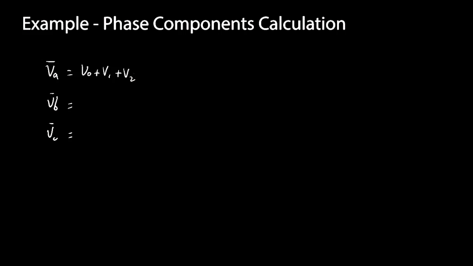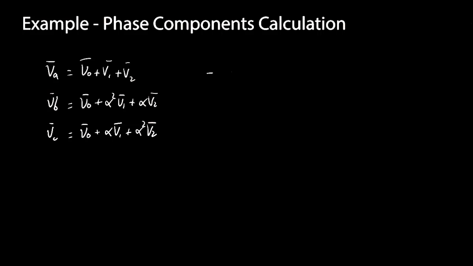So V0 plus V1 plus V2. VB, on the other hand, would be equal to V0 plus alpha squared V1 plus alpha V2. And then lastly, VC would be equal to V0 plus alpha V1 plus alpha squared V2. So again, if you recall from the current example, the previous example, we used similar equations for currents. We're essentially swapping currents for voltages, but we're using the same terms.